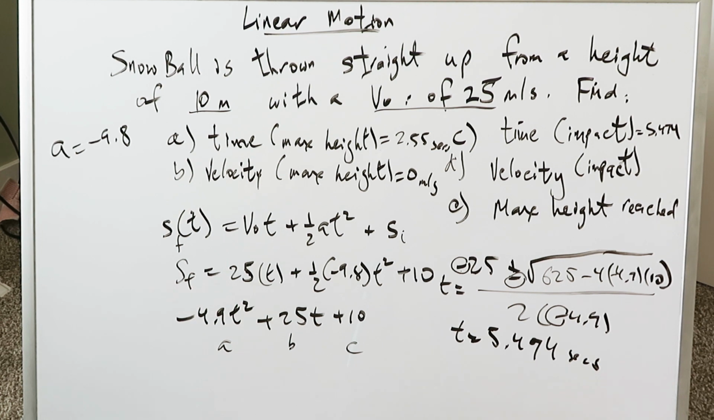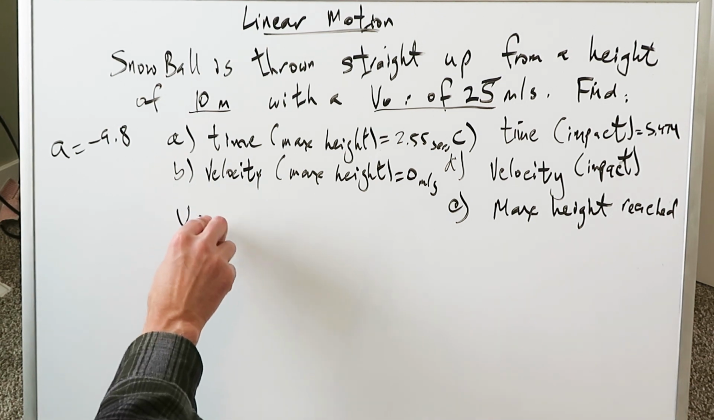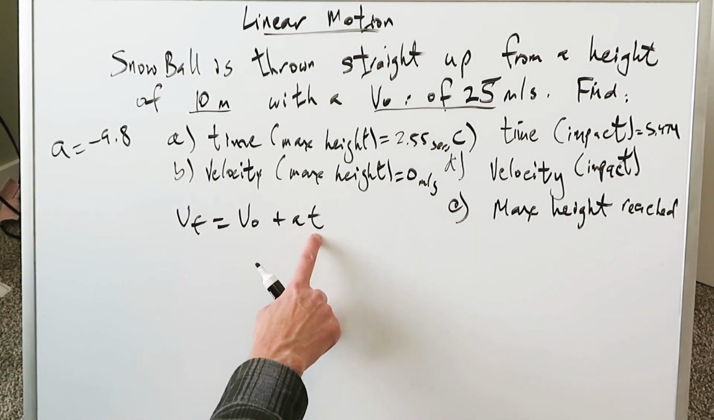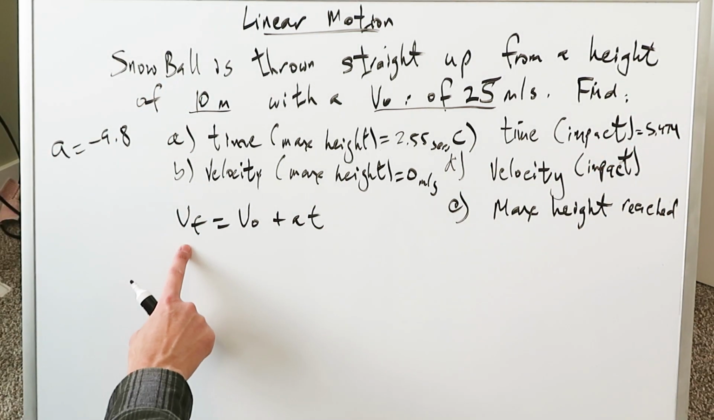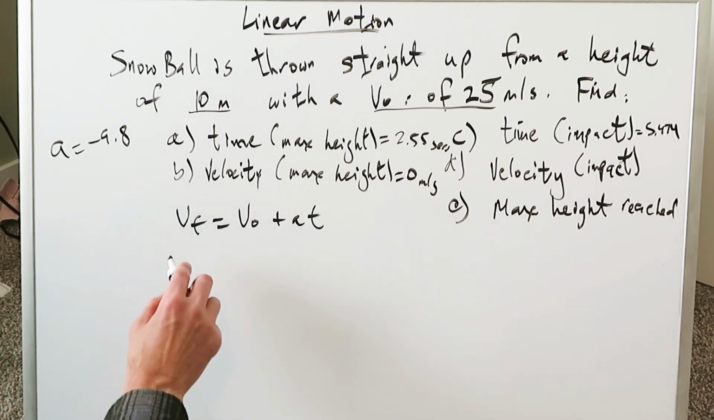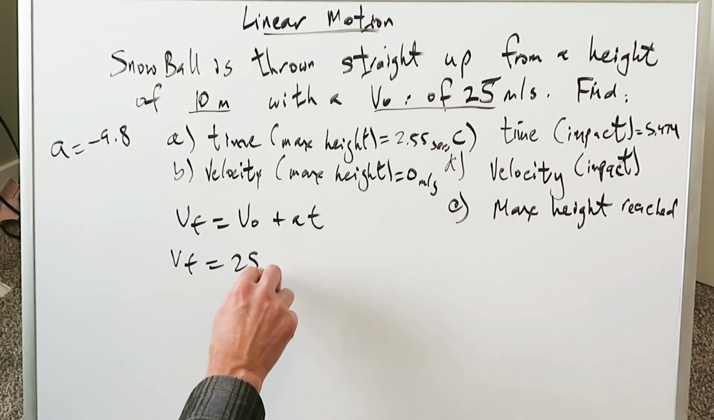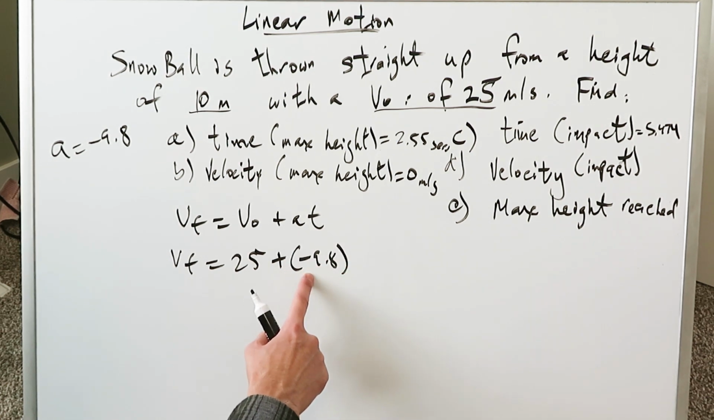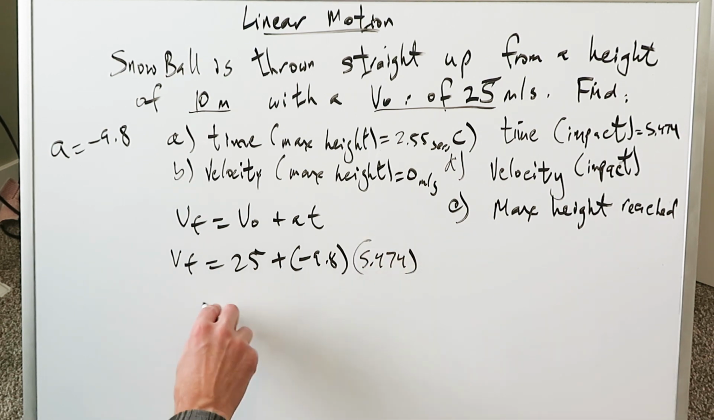Now we have to find the velocity at impact, and how would you go about doing that? The velocity of impact is not hard. You have to go back to the original equation, Vf is equal to Vo plus At, except here you have to use the time of impact. You're going to calculate for Vf. We have the initial velocity, 25, plus gravity, which is minus 9.8, times time, 5.474.